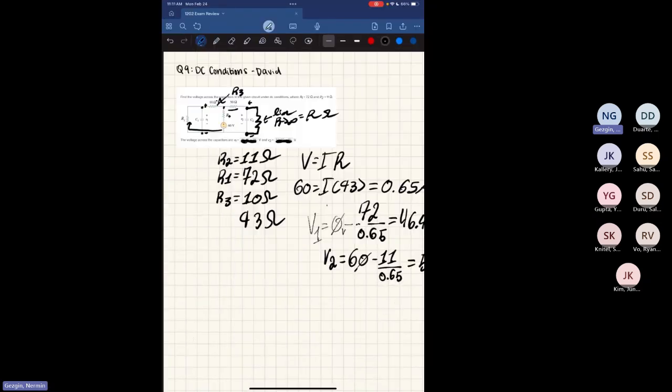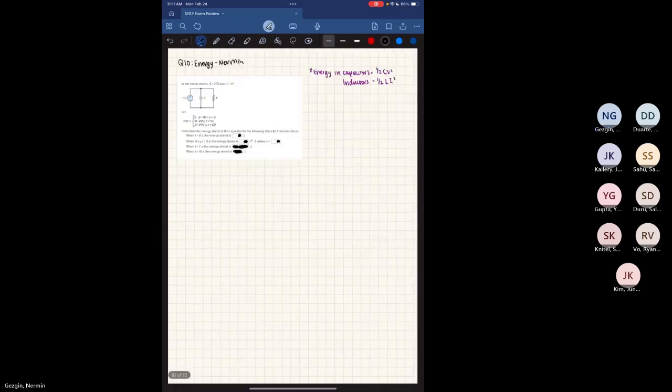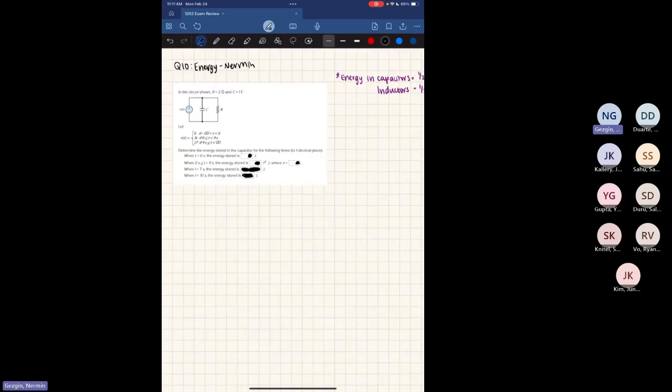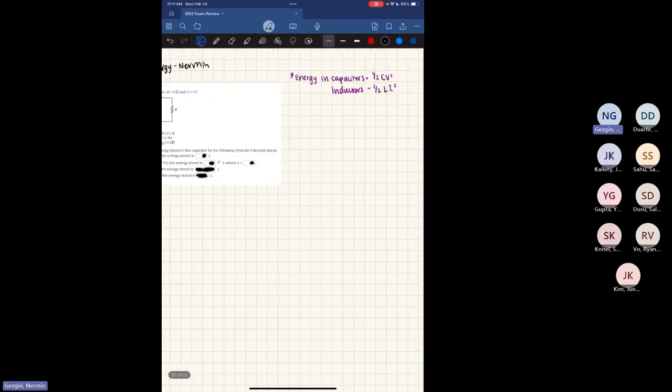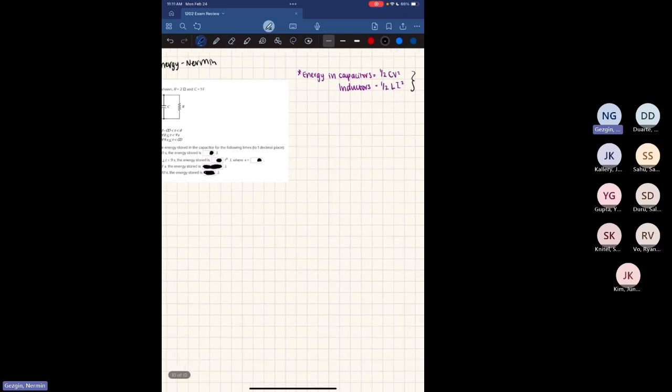Okay, so next up we have an energy question. There are two versions of these questions: one with a capacitor and one with an inductor. These formulas up here are the formulas for those. If you're being asked for energy in a capacitor, you use 1/2 CV squared. If you're being asked for an inductor, you use 1/2 Li squared. Here, C is the capacitance, V is voltage, L is the inductance, and I is the current.